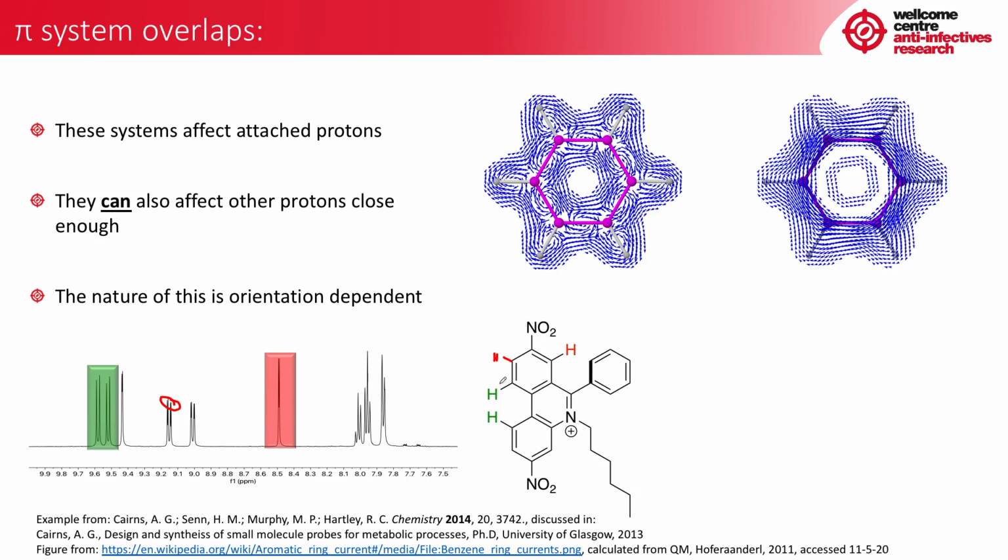So what's the explanation for this? Well, it's caused by pi system overlap. Each of these protons is experiencing some of the adjacent pi system from the rest of this ring system. And that is what is reinforcing the shielding effect of the aromatic system, and they are pushed downfield to these very high chemical shifts.